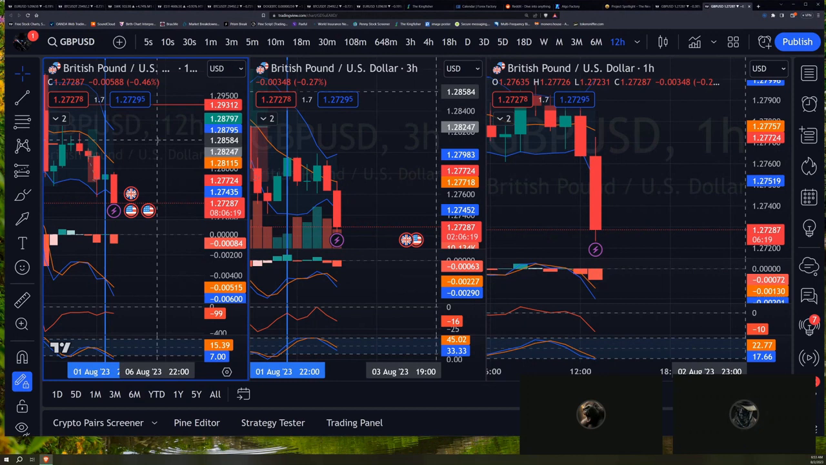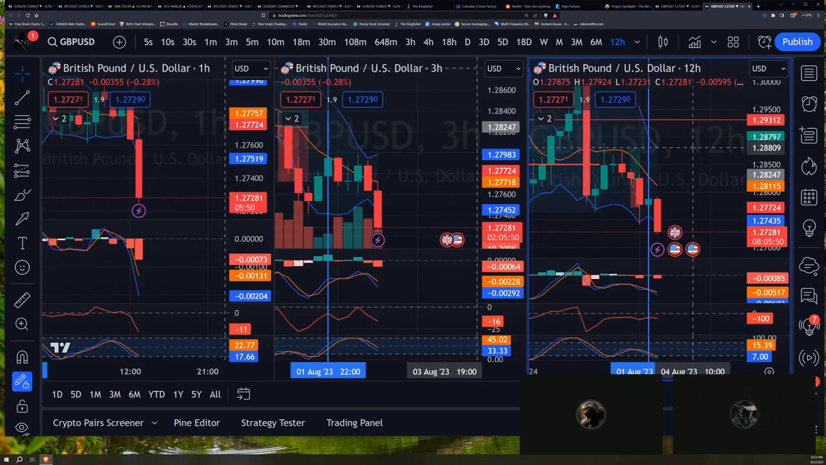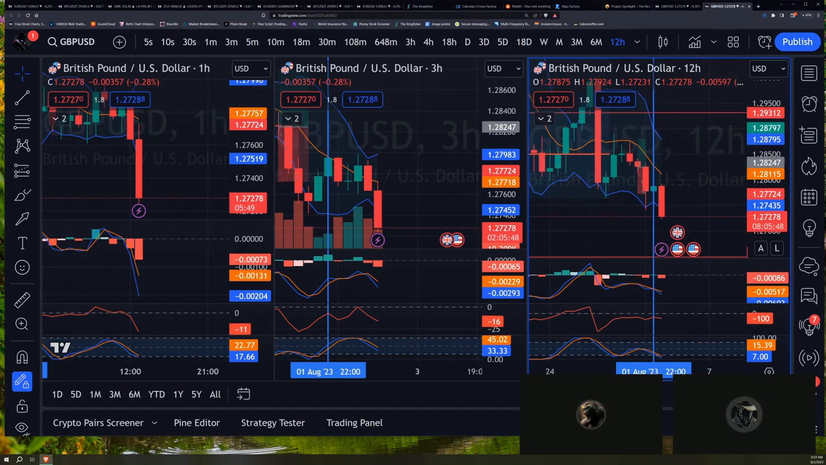Okay, so let's see here. Okay, so now we are looking at the high time frame bias on the right, trading in the middle, precision entry on the left.